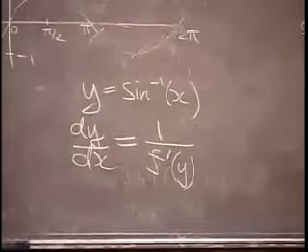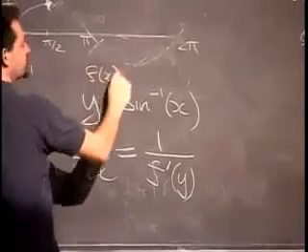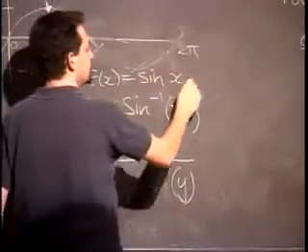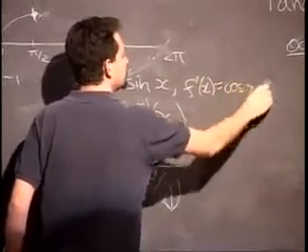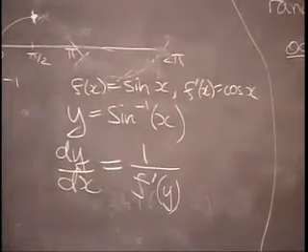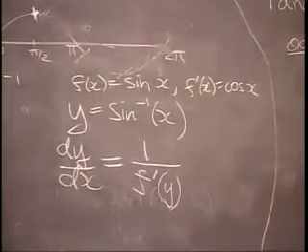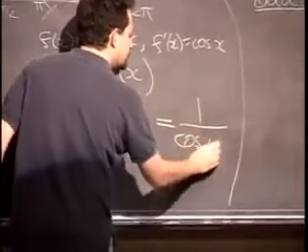Well, f prime, what's f? If you look back over there, f of x equals sine x. So f prime of x is equal to cosine x. I'm leaving some room to state what the derivative is. f of x is sine x, f prime of x is cosine x. So the derivative is 1 over cosine of y.